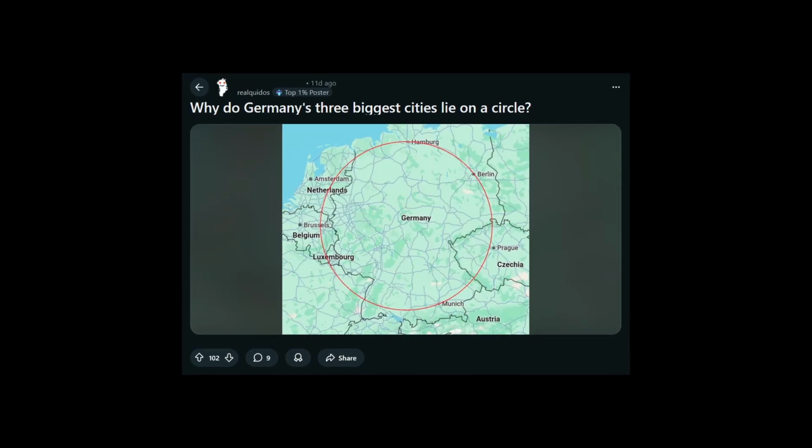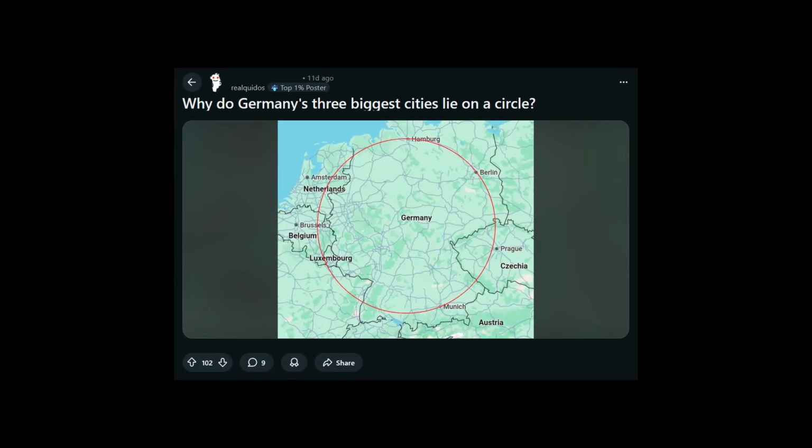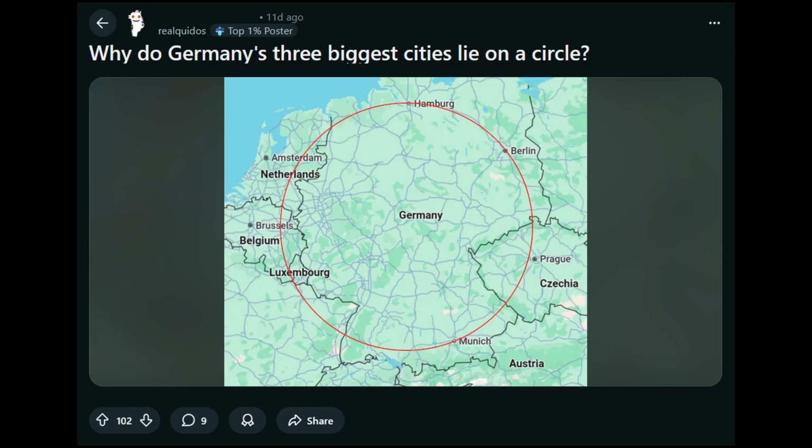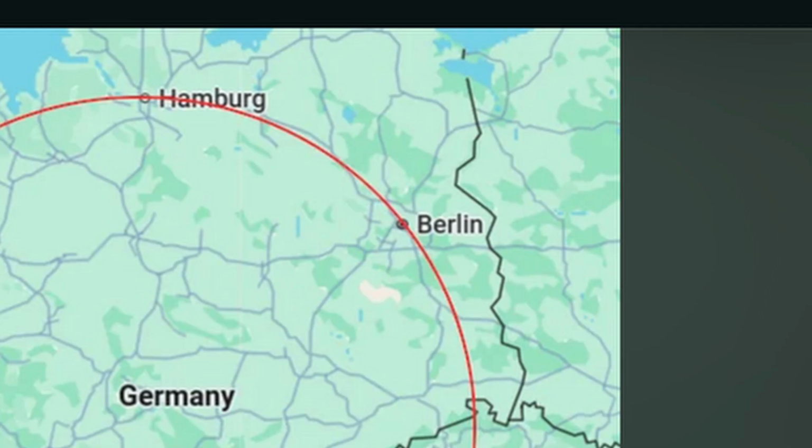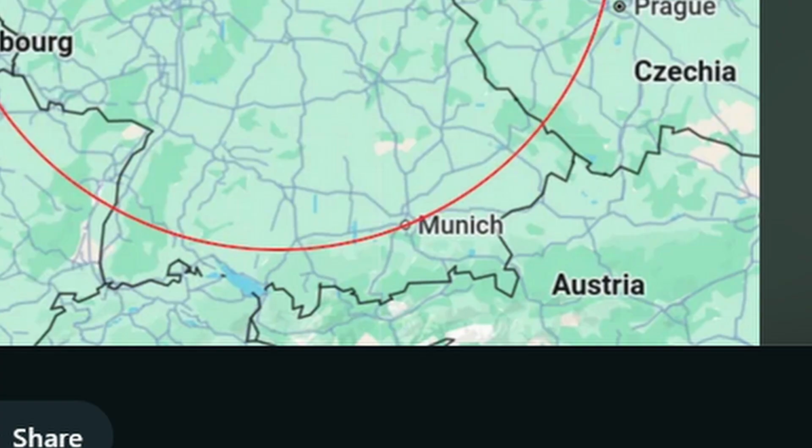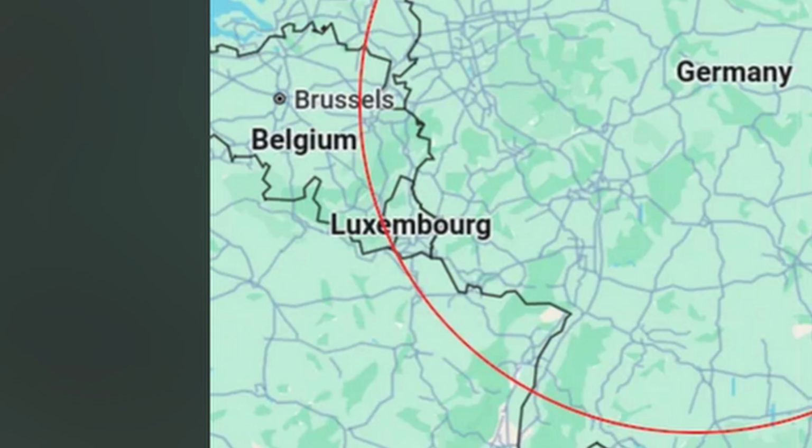Over the past week or so, I've been seeing a lot of variations of this post, which asks the viewer, why do Germany's 3 biggest cities lie on a circle? And sure enough they do. Berlin, Hamburg, and Munich all fall neatly on this circle. And so does Luxembourg, but that's not really relevant right now.